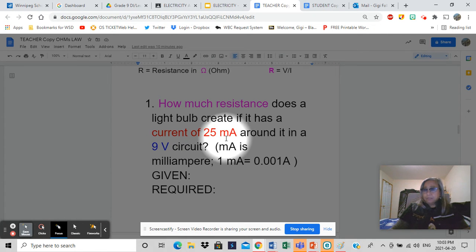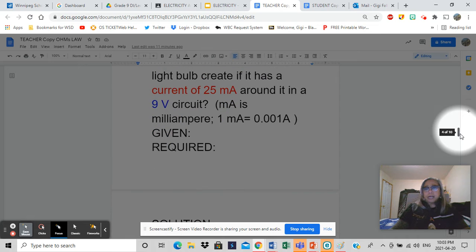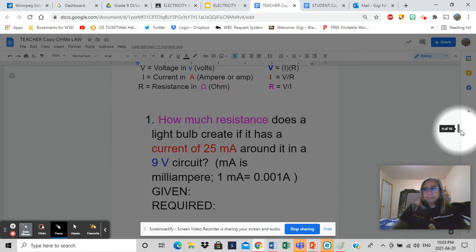Now, this is something new to you, maybe: small m, capital A. That means it's milliampere. Take note of the conversion here: 1 milliampere is 0.001 ampere. As always, I want you to write the given, required, and solution. Now, just take note of the numbers that you see here.